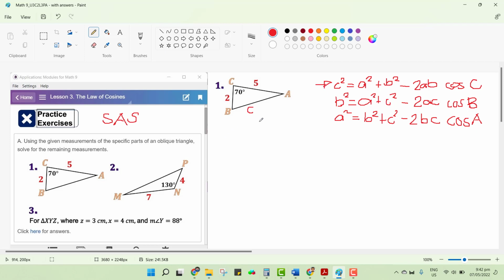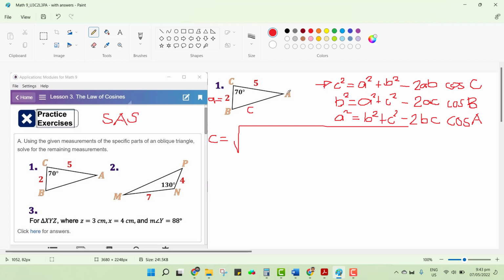That would mean C squared is equal to that. But since we're looking for just C, not C squared, we can take the root of both sides, and hence C is now computed as the square root of a squared plus b squared minus 2ab times cosine C. So a is actually this value here, right?